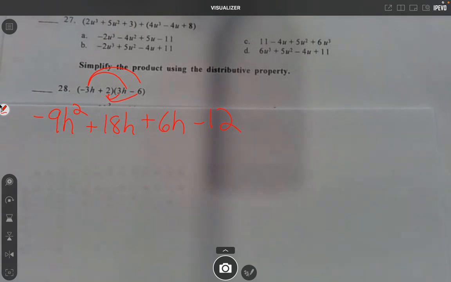Then you always check for like terms. Usually they're going to be in the middle. So it's negative 9h squared. What's 18 plus 6? 24h minus 12. And that's your answer on 28.